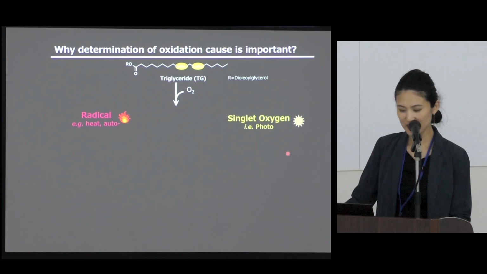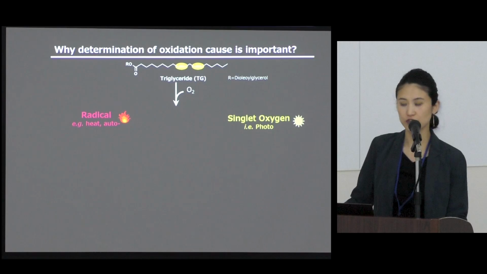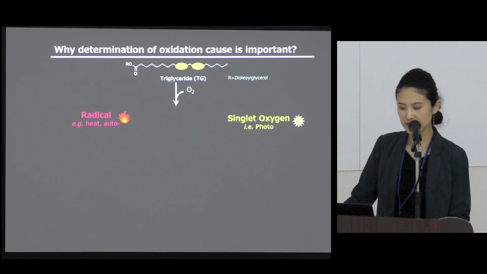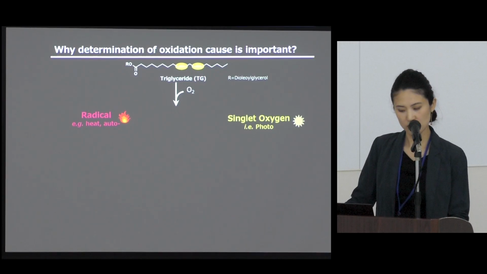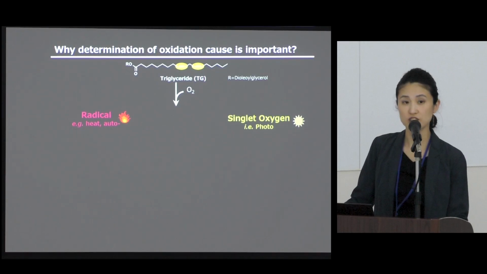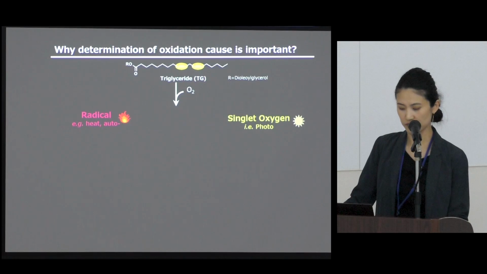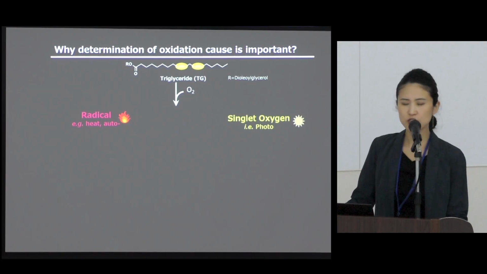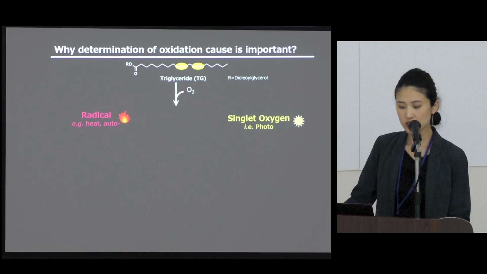And the other one is singlet oxidation, where photosensitizers such as chlorophyll are excited by photoirradiation. They transfer excited energy to oxygen and generate singlet oxygen, which is very active oxygen. Because those oxidation mechanisms are totally different, each oxidation generates specific TGOH isomers.